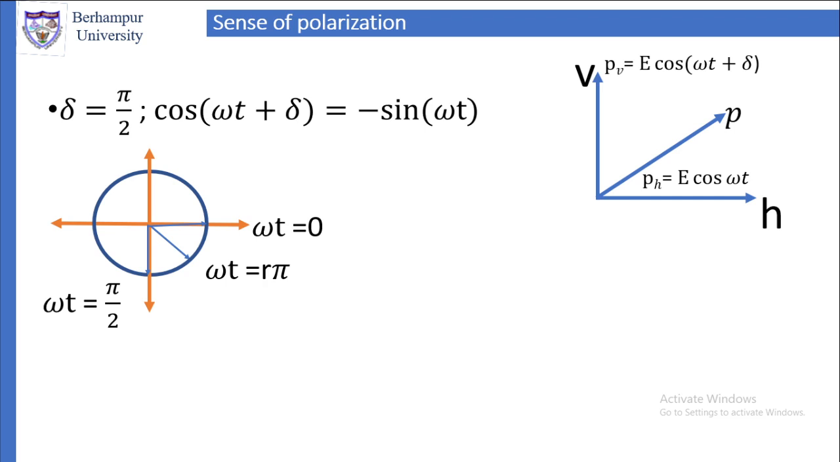So as you go from omega t equal to 0 to omega t equal to pi by 2, you are moving from horizontal to the downward direction. For values in between, it will be somewhere in the middle. That way you are going to move in the clockwise direction. So when delta is equal to pi by 2, the rotation is clockwise.